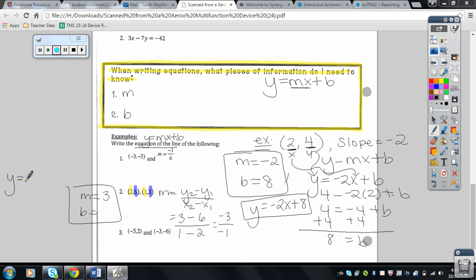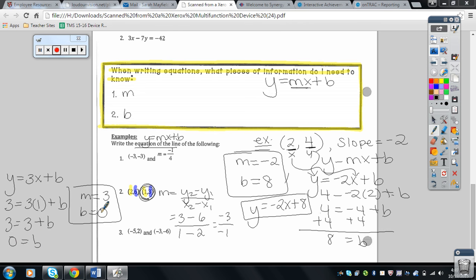So I have y equals 3x plus b. Now I have two ordered pairs. It doesn't matter which one you pick. I usually pick the one with smaller numbers. It really does not matter which one you pick. So I'm going to pick (3, 1). So I'm going to plug 3 in for y because it's in the y value. I'm going to plug 1 in for x because that's in the x spot. I'm now going to solve for b. Subtract 3 on both sides. So what does b equal?